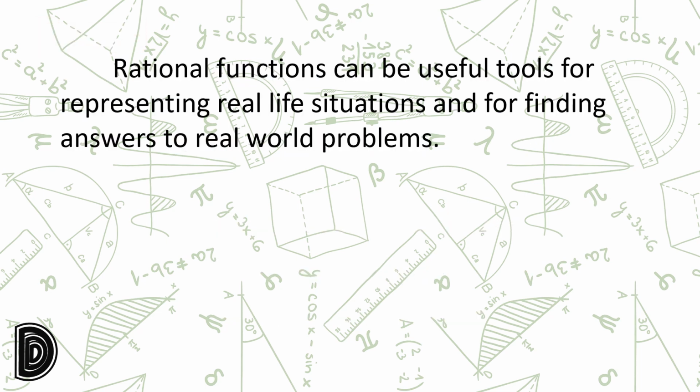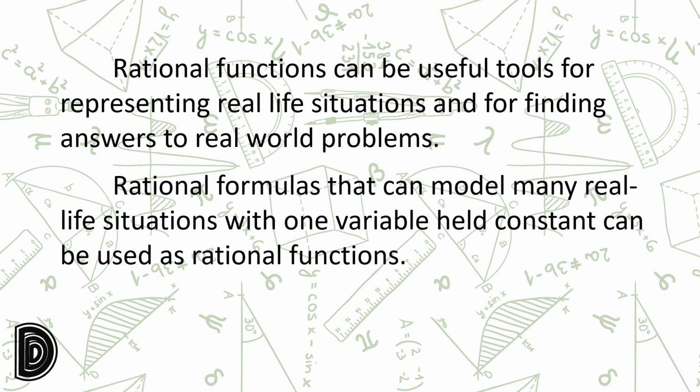Rational functions can be useful tools for representing real-life situations and for finding answers to real-world problems. Rational formulas that can model many real-life situations with one variable held constant can be used as rational functions. Example, the formula for the scalar quantity speed, that is s equals d over t, where s is the speed of a moving object, d is the distance covered, and t is time. With the distance held constant, s can be written as a function of t.